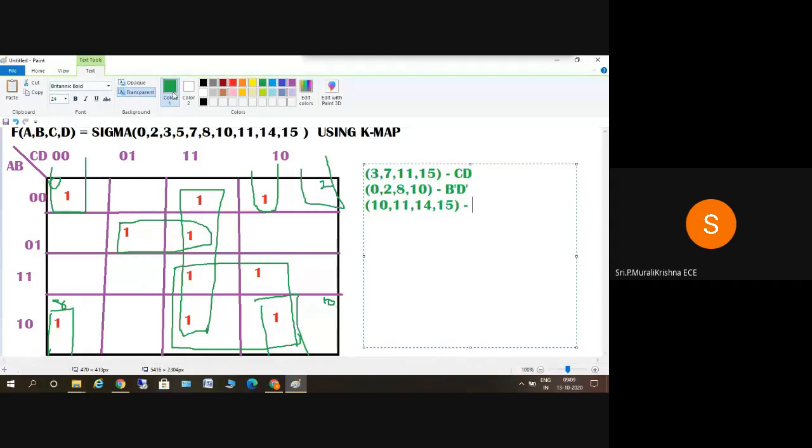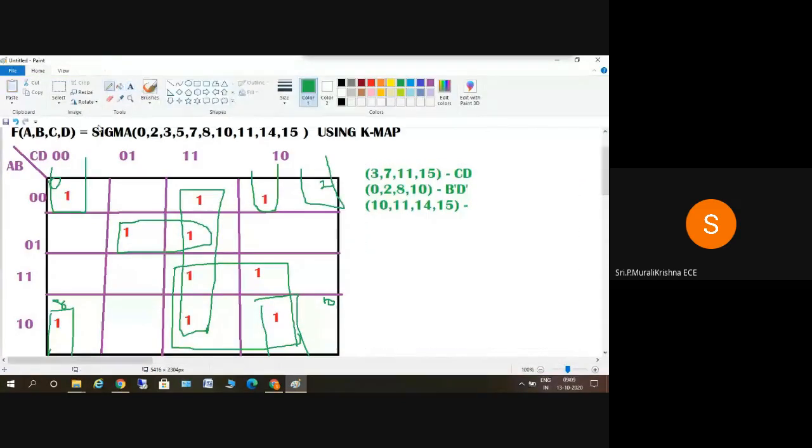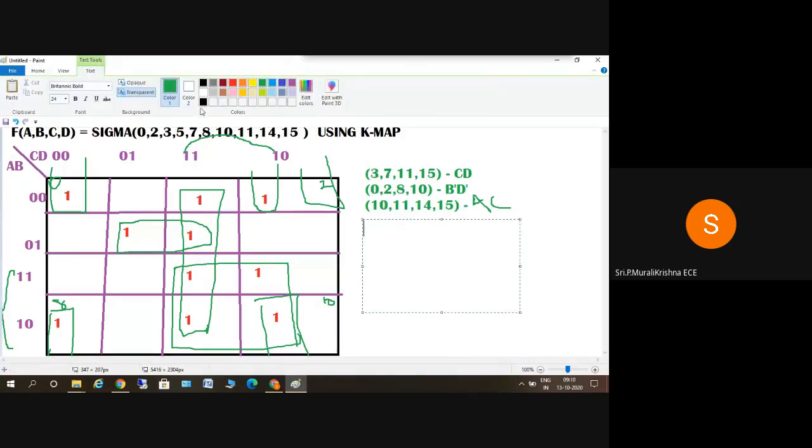So check the row terms and column terms. There are 2 rows. The common one here is A. And for the column terms, these two, the common one is C. So it's AC. Okay, practice and you'll not get confused.